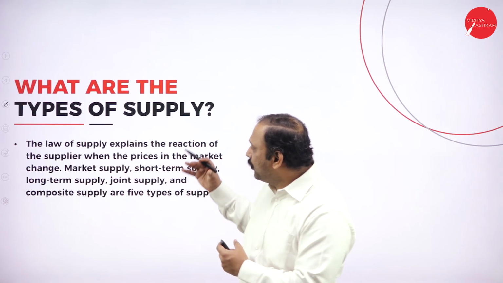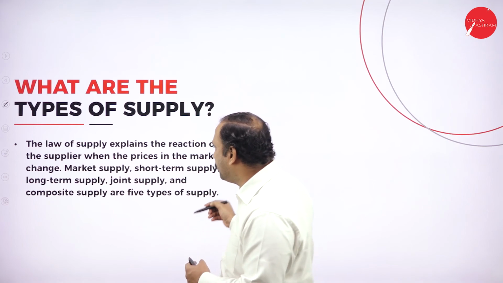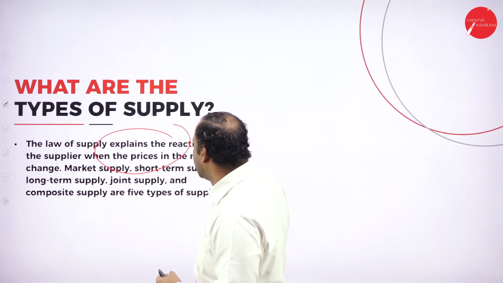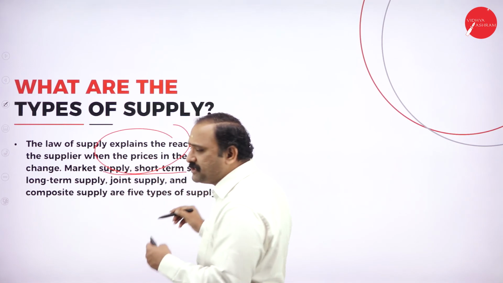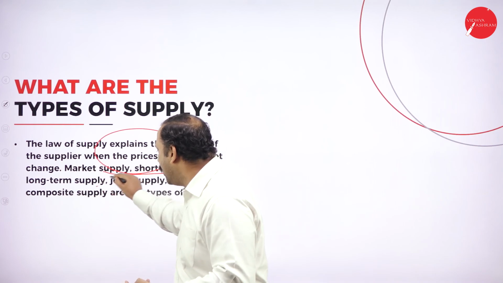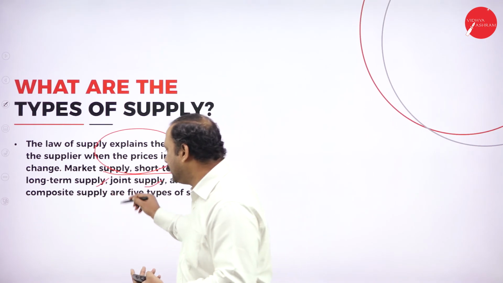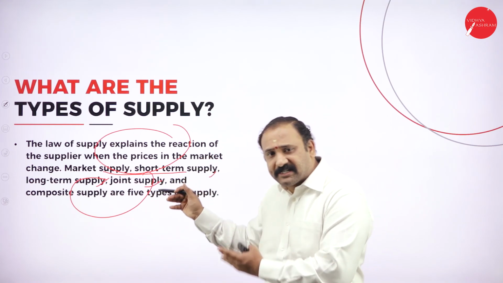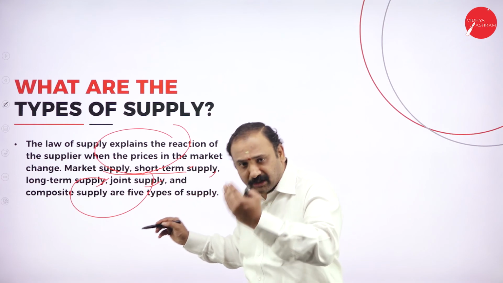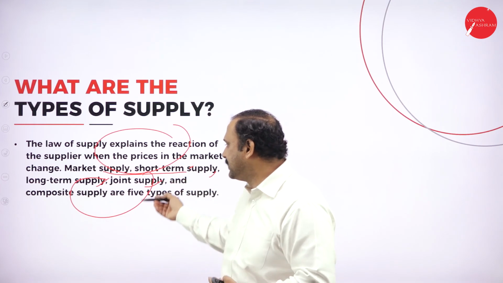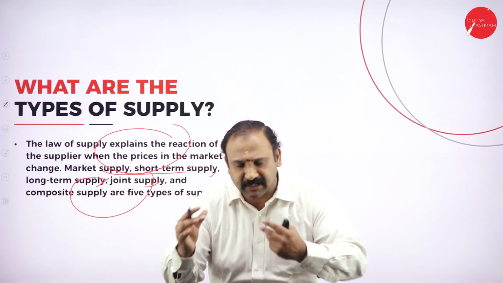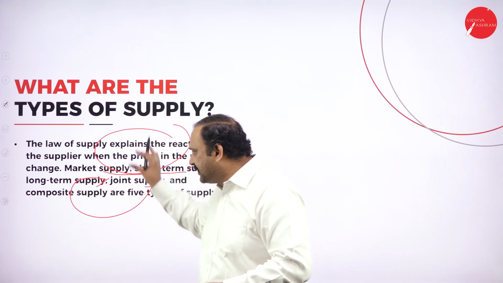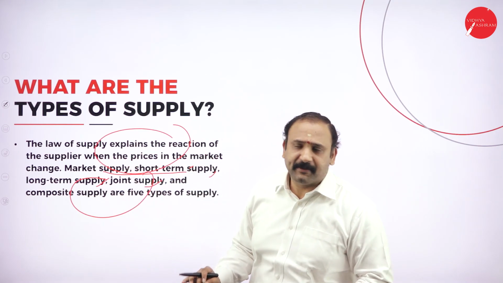The next thing is, what are the types of supply, where we talk about the law of supply, which explains the reaction of the supplier when the prices in the market change. Market supply, which will include short-term supply, long-term supply, joint supply, and a composite supply, are the 5 types of supply. So you have a market supply based on the market, the short-term, and the long-term for a higher delivery purpose, more than 1 year, and joint supply when companies come together. We have a composite, which is like an association kind of thing. So these are the kinds of supply that you can see in the market.